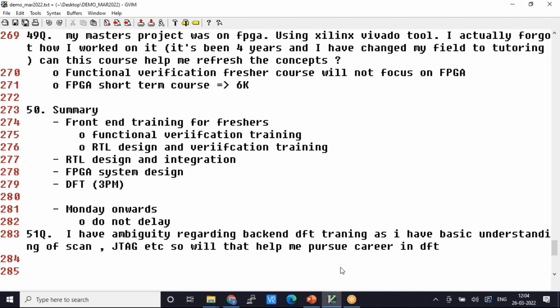I have an ambiguity regarding DFT training, as I have a basic understanding of scan and JTAG. Will that help me to pursue a career in DFT? Yes, it is possible. The trainer is very good. Every trainer has their own strength, and the DFT trainer is very good. Our DFT course will give you complete flow exposure.